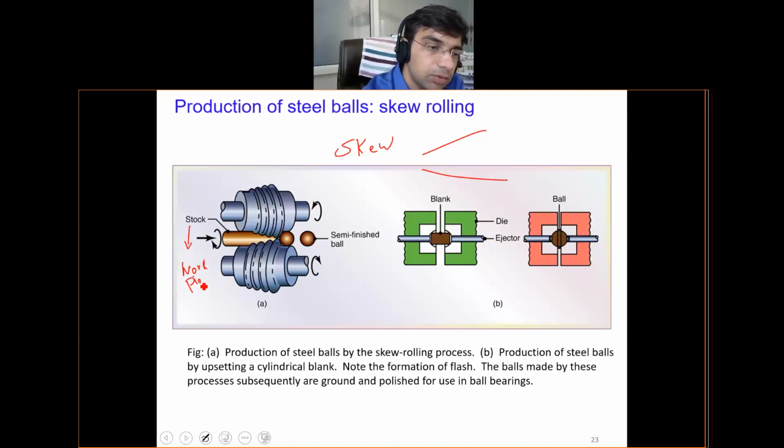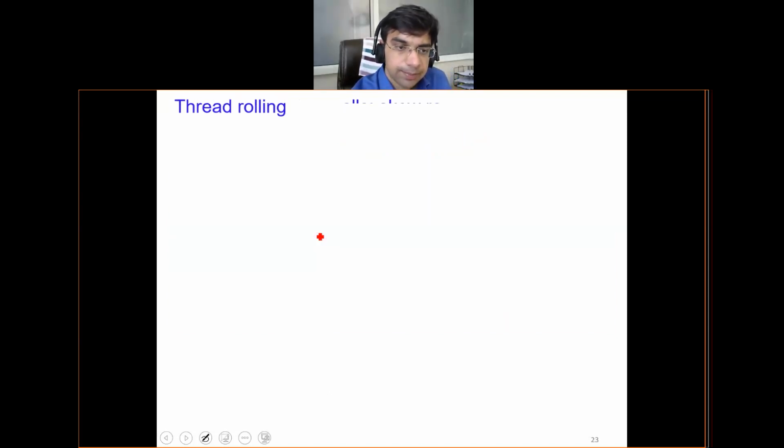when you pass it through the skew rolls, you can end up creating balls which are used in bearings and several other places. Actual videos of this process are also linked in the Moodle. I request everyone to see the video at least once. Those videos are actual process videos or animations which will help you better understand the processes being discussed. Because of the skew configuration of the rolls, the process is named the skew rolling process.